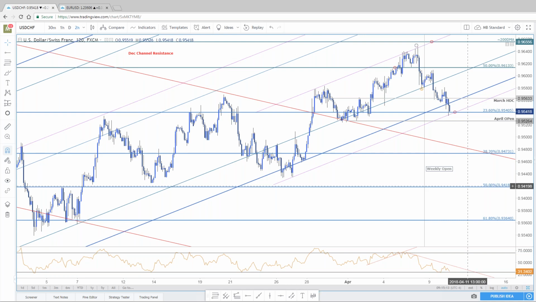Okay, that would entail a lot of Swissy strength. But those are just the levels that come out if this thing continues to move lower from here. So could be a decent play. I'm not sure how you would approach it if you're not already short.